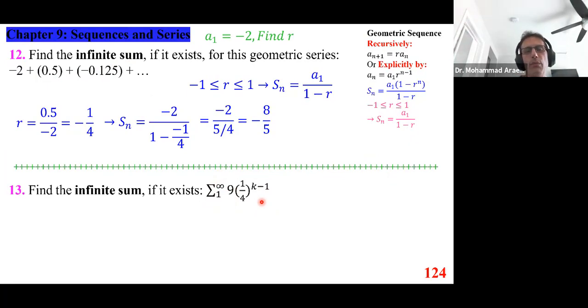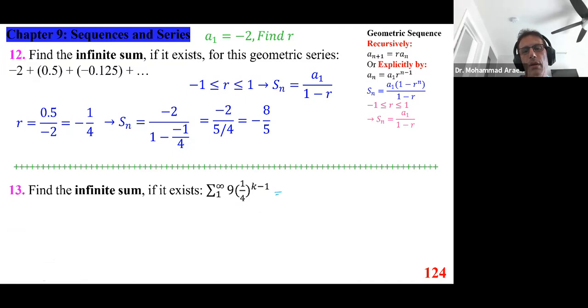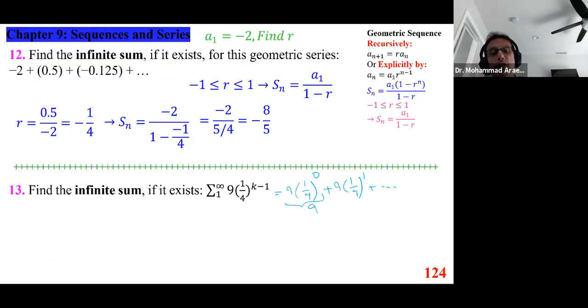If you plug in 1, by the way, let me just write a few terms for you. 9 times 1/4 to the power of 1 minus 1, which is 0, plus 9 times 1/4 to the power of 2 minus 1, which is 1, and you move on. The idea is that this thing becomes 9 times 1, which is 9. Therefore, your first term is 9. The second term is 9 times 1/4. You don't even have to write it as 9/4 to see that 1/4 is r.